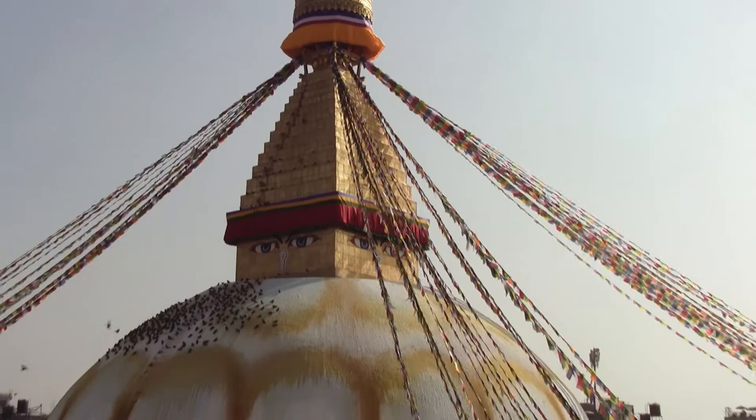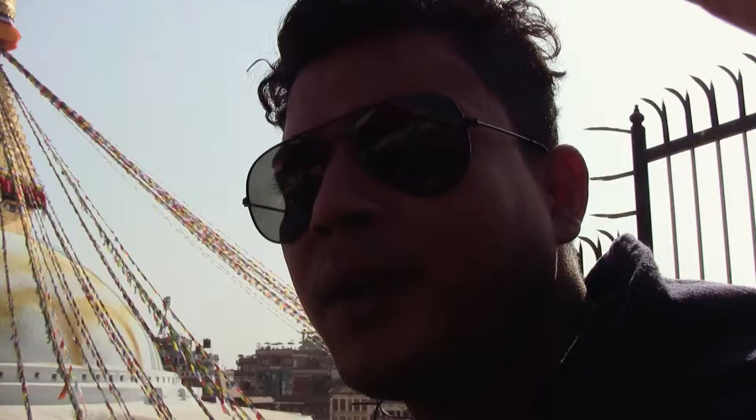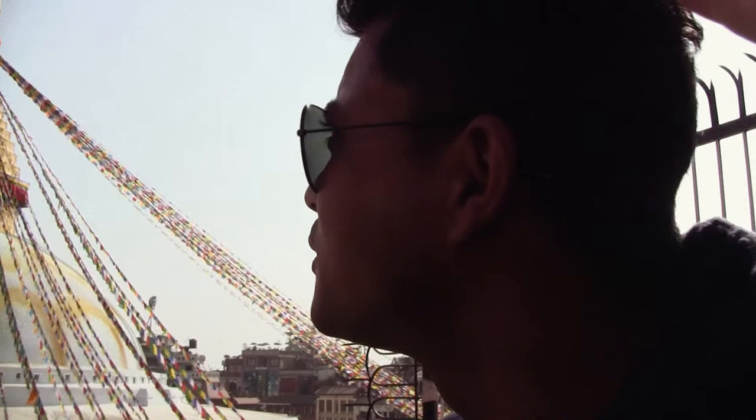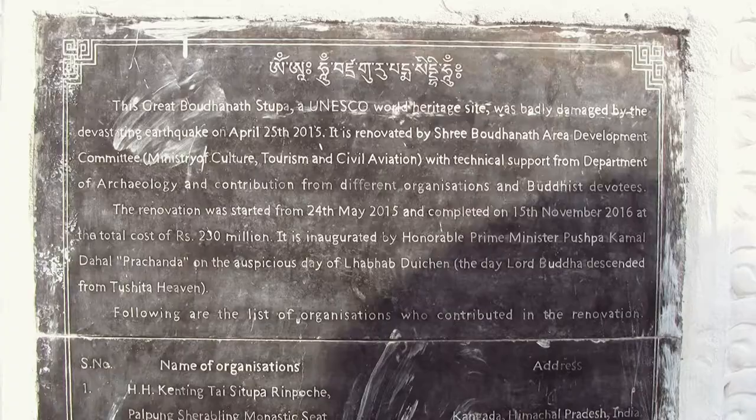Whereas you see on the top, there is the pinnacle, symbolizing Mount Sumeru, the king of the mountains. This is all about Boudhanath Stupa, the nine things, as I have already mentioned. Thank you so much.